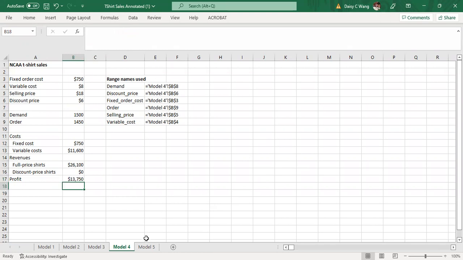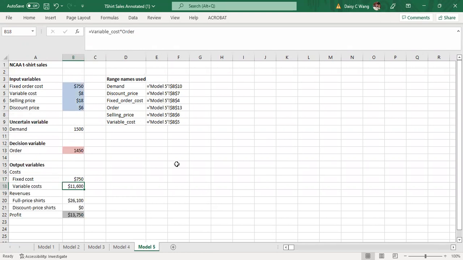But in the 5th one, we can actually put in colors. In the future, I will also put in colors because our models become bigger and bigger. Sometimes it will be difficult to find the information, but if you color code it, then you can find it easier.